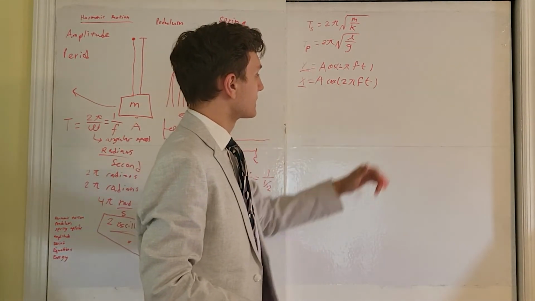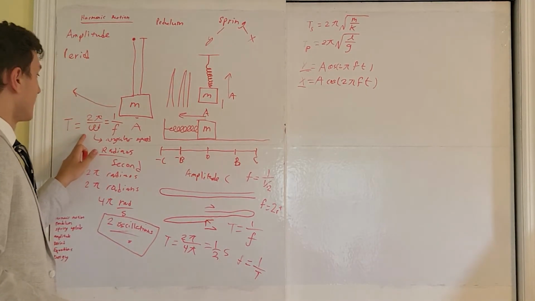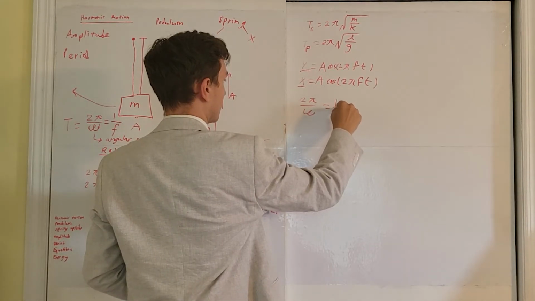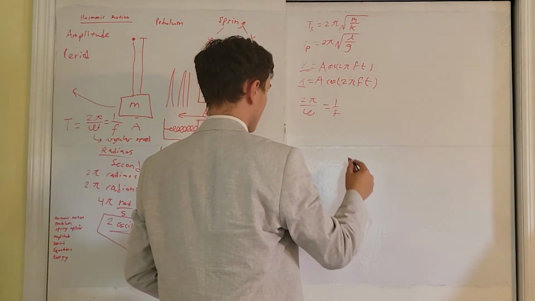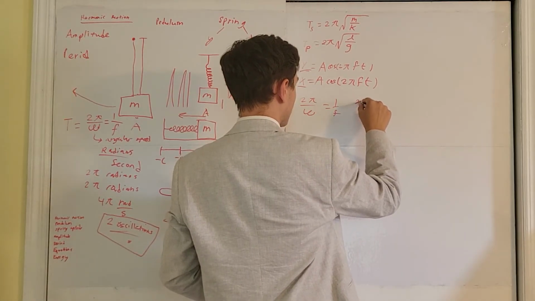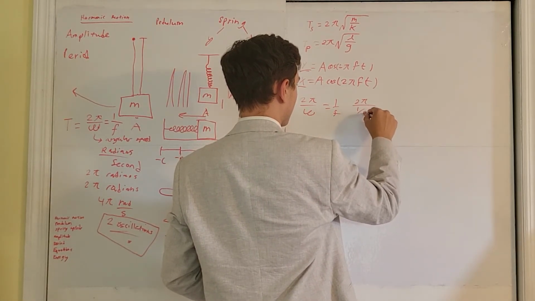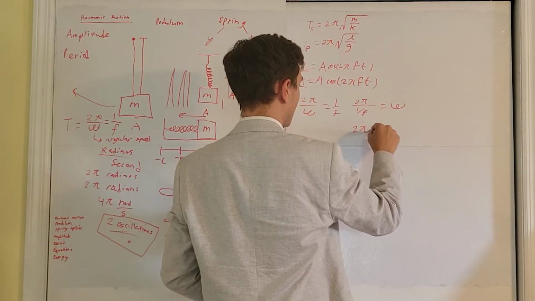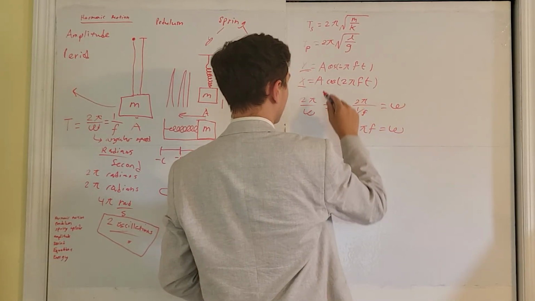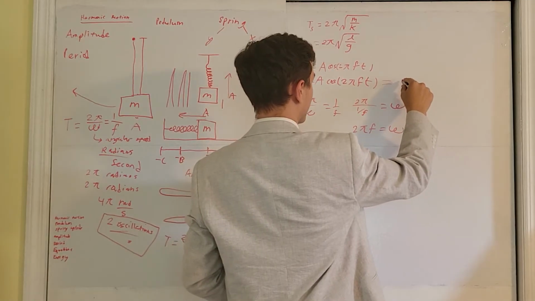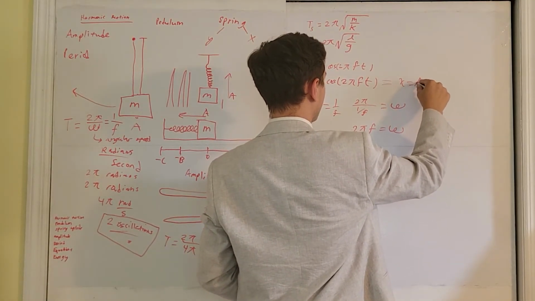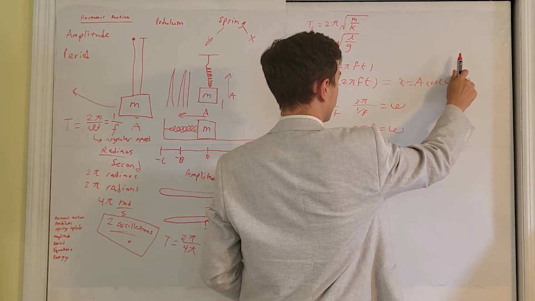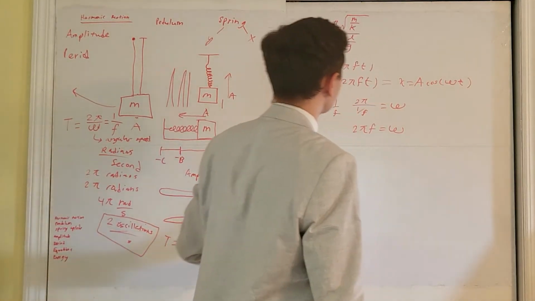What we can do to simplify this equation a bit is pull in this guy from before, stipulating that 2 pi over omega equals 1 over frequency. Doing some algebra, we can say that 2 pi divided by 1 over frequency equals omega. Therefore, 2 pi f equals omega. So we can rewrite this equation as x equals big A times cosine of omega t, where of course t is time. So let's try and think of this equation in terms of what's going on.